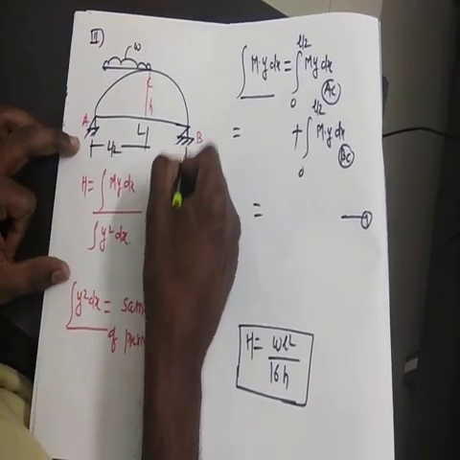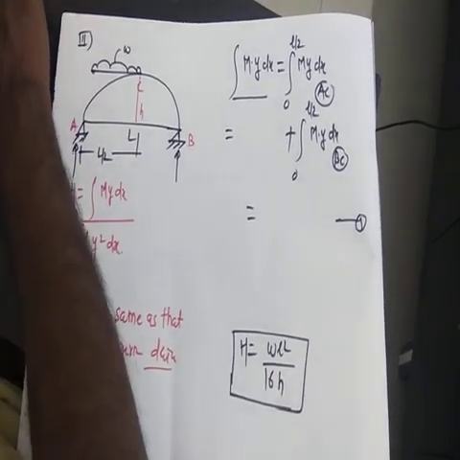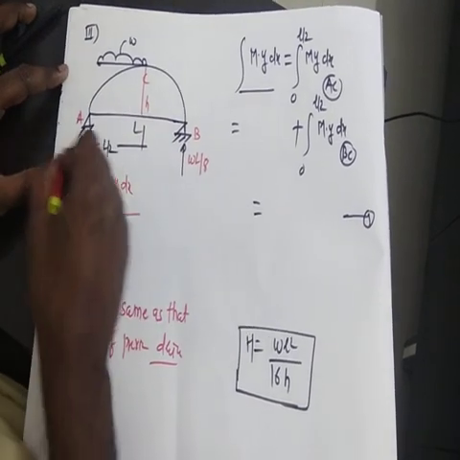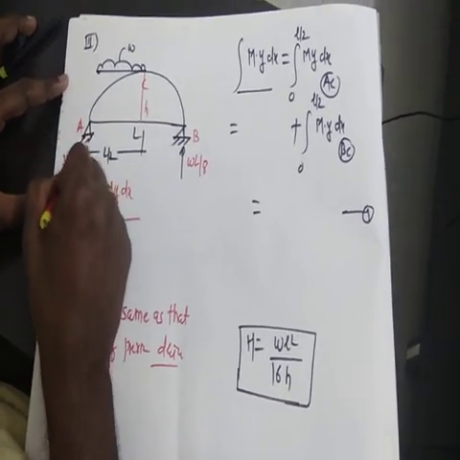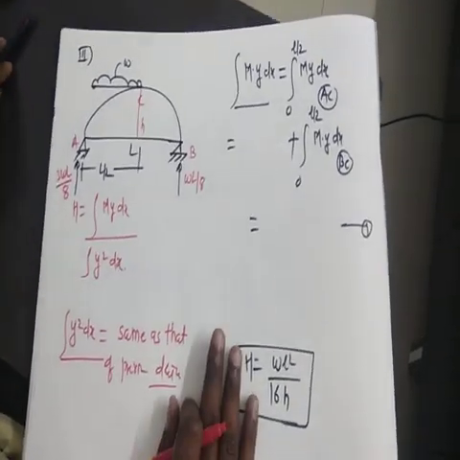Now here the vertical reactions at B and A will be W L by 8 here and 3 W L by 8 here. Again, this is the standard loading. Clear? So try this on your own.